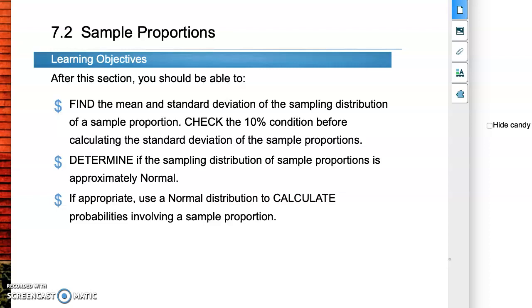Okay, section 7.2, sample proportions. In section 7.1, we looked kind of generically at the idea of a sampling distribution, where we're taking every possible sample of size n, and we're calculating the sample statistic related to the population parameter that we're interested in, and we're looking at all of the statistics related to all the samples. So now we're going to specifically look at the sampling distribution for proportions.